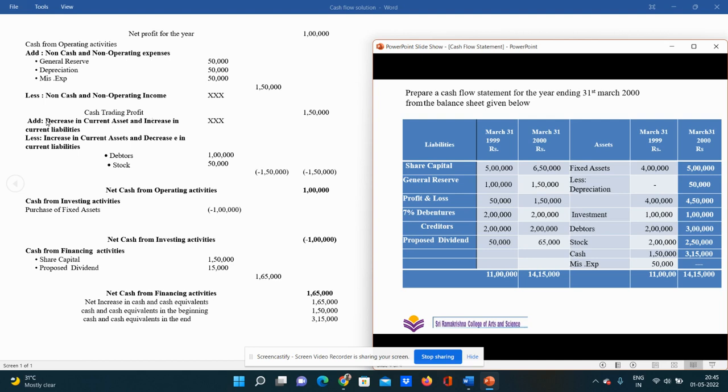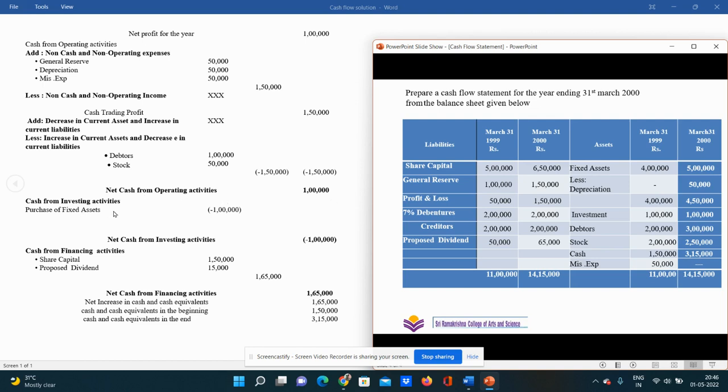Then we have to add the decrease in current assets and the increase in current liabilities. In this sum, the current assets and current liabilities are debtors and stock. Even though it is an increase, I have to less it. So 1,50,000 and negative 1,50,000. So my net cash from operating activities is rupees 1 lakh.